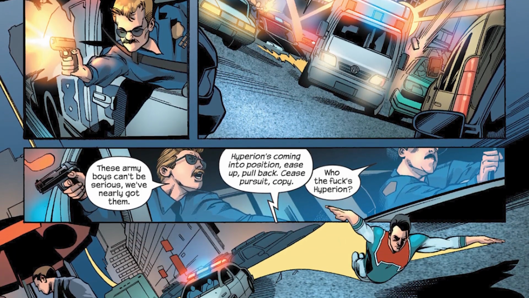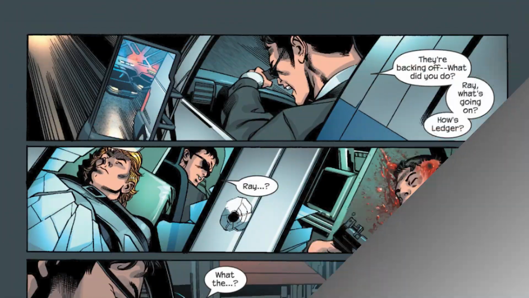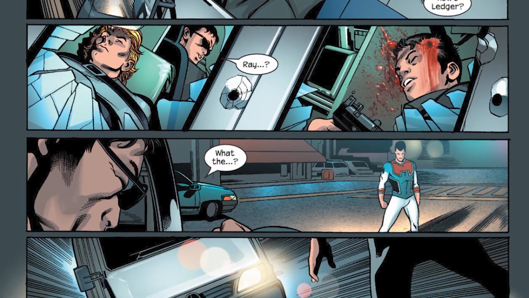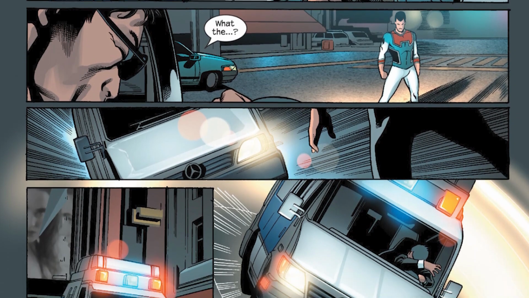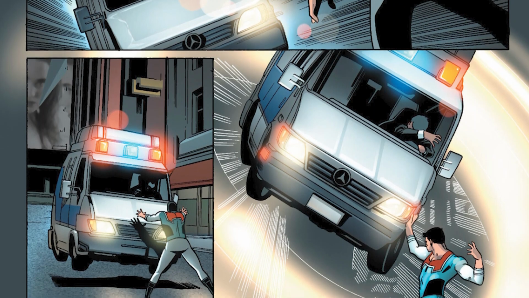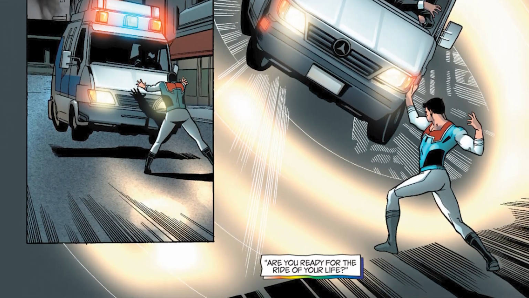Now, the military backs off, and when they do back off, you have these guys wonder, okay, did we actually win? Did we actually get away? And now we have the body of Joseph Ledger. But the military called in Hyperion. And so, of course, Hyperion was able to stop them so easily. And so Joseph Ledger was basically handed back over to the military.